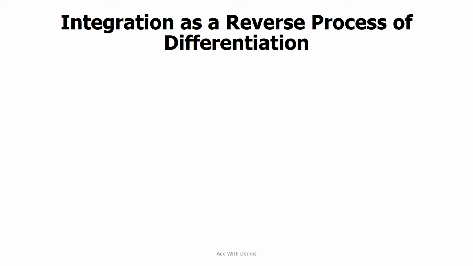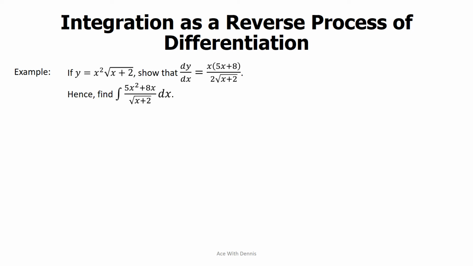Sometimes we may encounter a situation where we want to integrate a complicated fraction, and it is not possible to convert it into partial fractions first before integration. Hence, we use integration as a reverse process of differentiation. Now, let's look at this example so that you can see the picture clearer. If y equals x squared times the square root of x plus 2, show that dy over dx equals x(5x plus 8) over 2 times the square root of x plus 2. Hence, find the integration of (5x squared plus 8x) over the square root of x plus 2 dx.